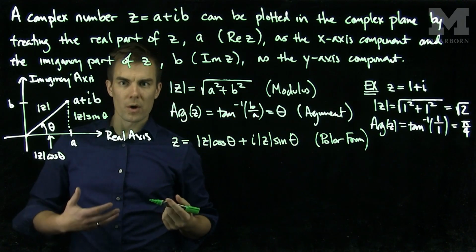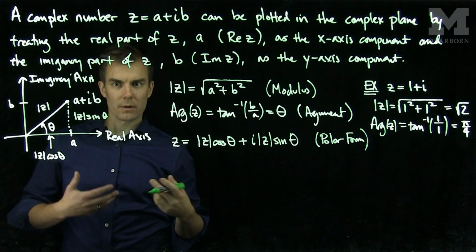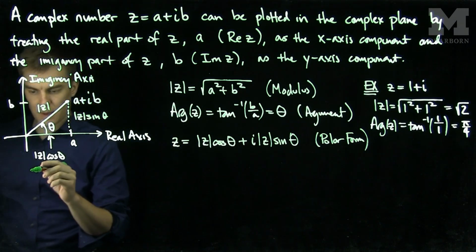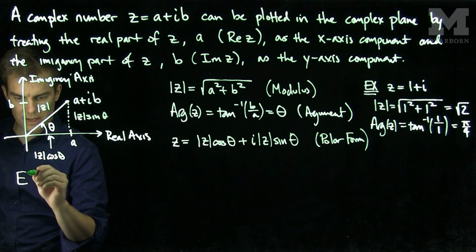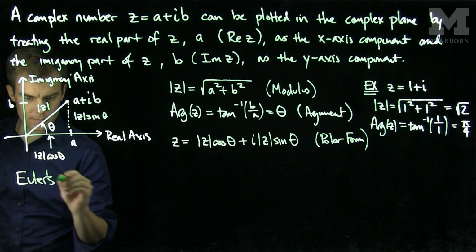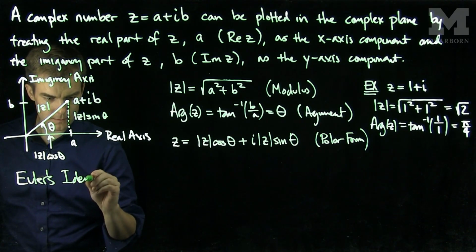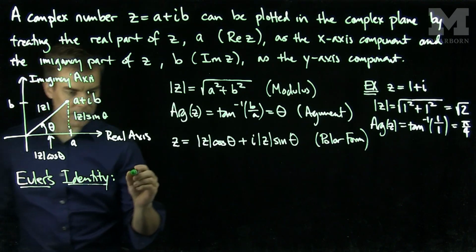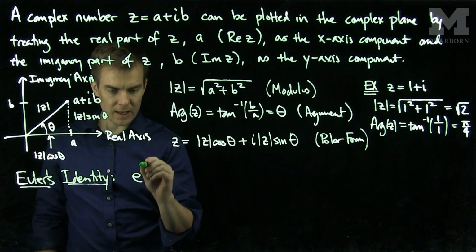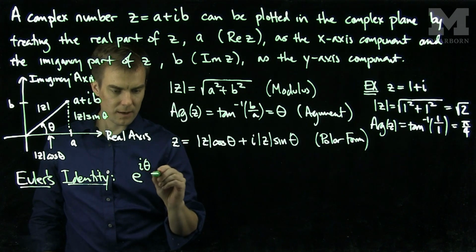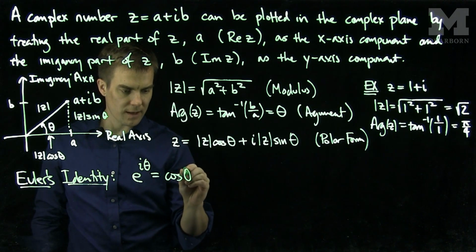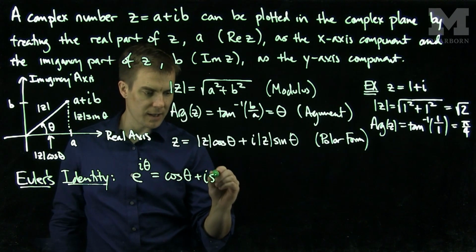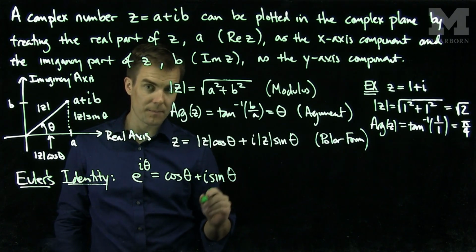Now we come to the point where we use one of the most classical identities in complex variables, which is Euler's identity. And Euler's identity asserts that e to the i theta is cosine theta plus i sine theta.